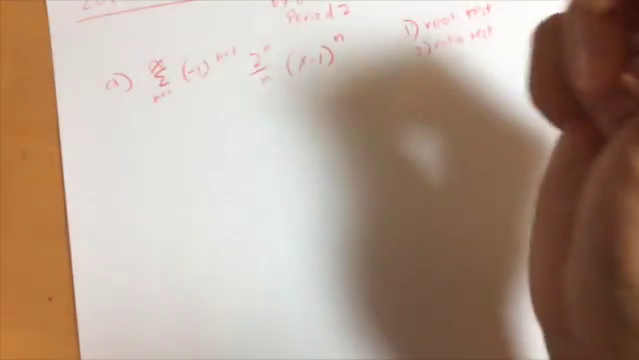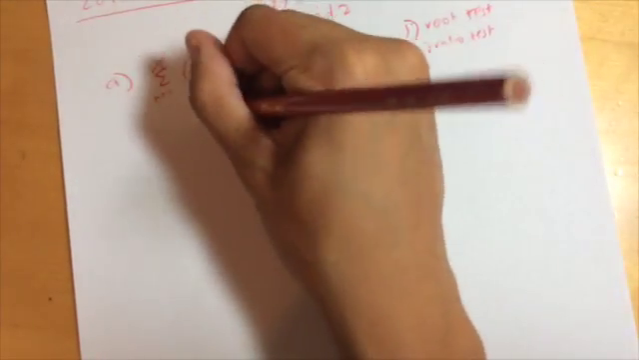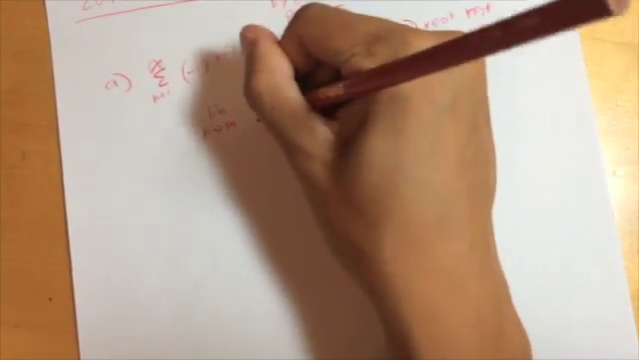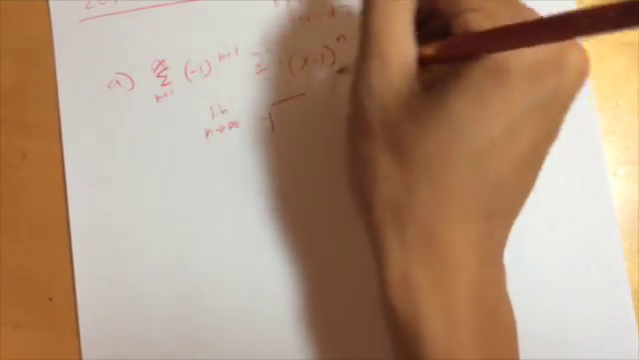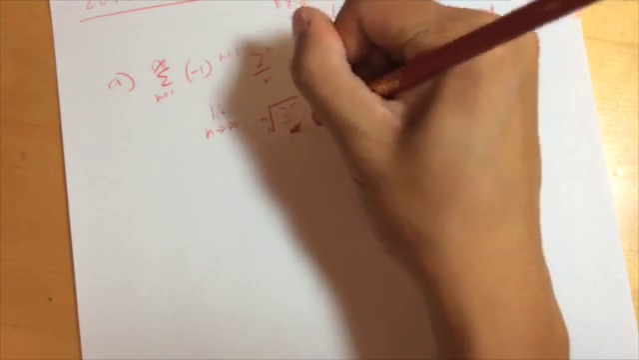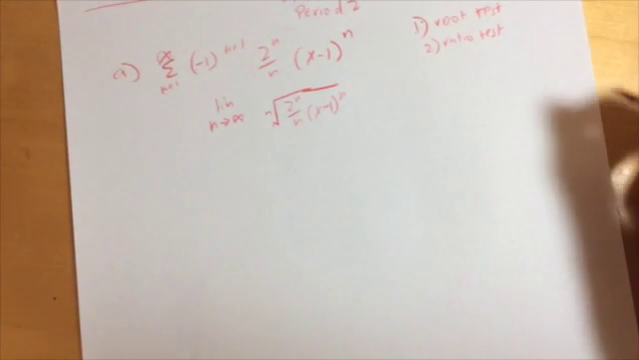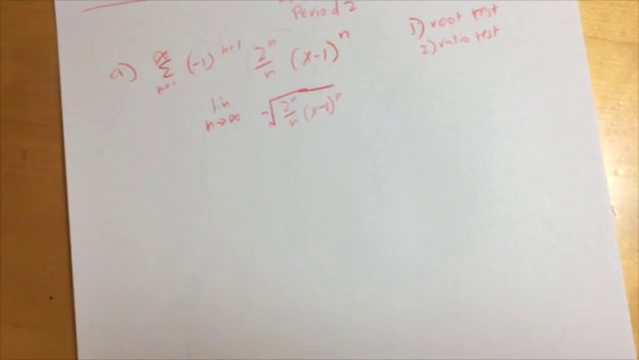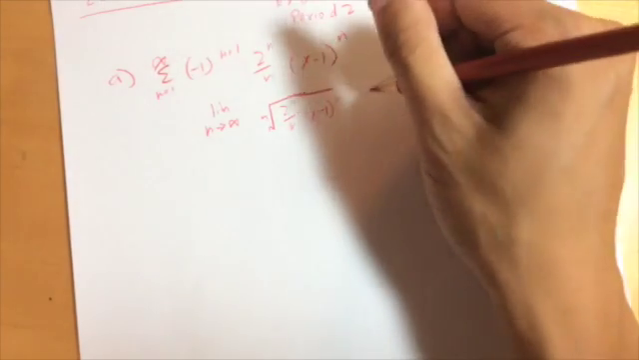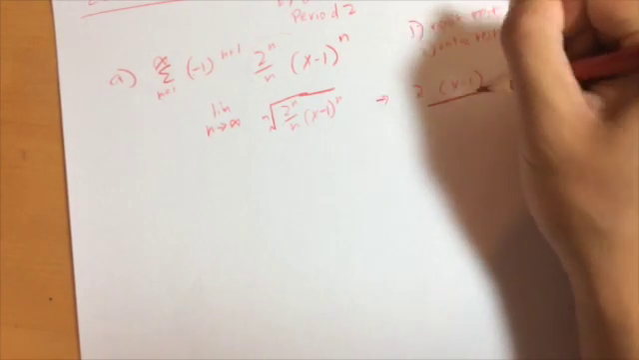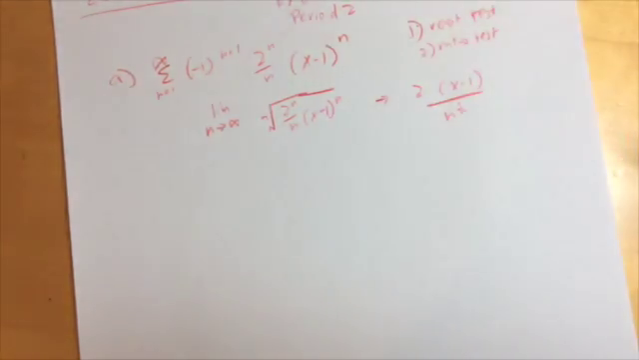So the root test states that you take the limit as n approaches infinity of the nth root of all of this, and if this is less than 1, then it is convergent. If it equals 1, then the test is inconclusive. And if it's greater than 1, then it's divergent. So this would become 2 times x minus 1 over n to the 1 over n.